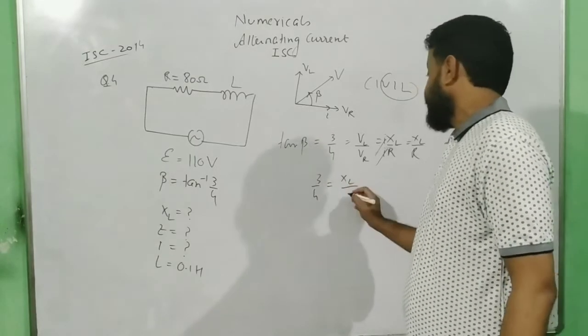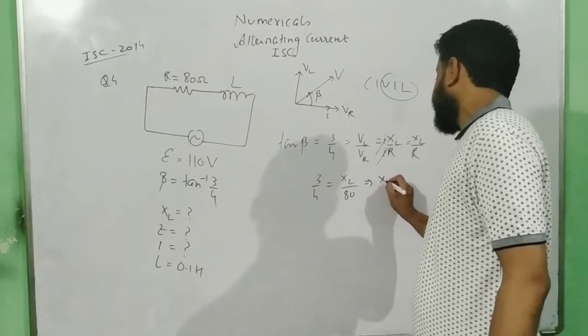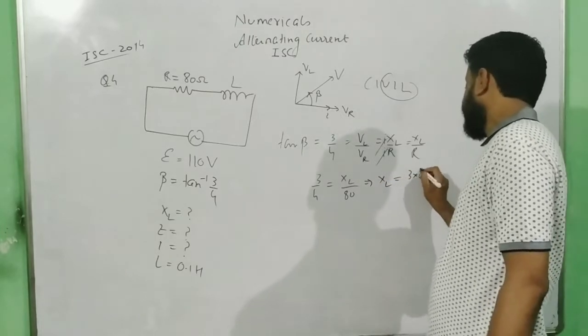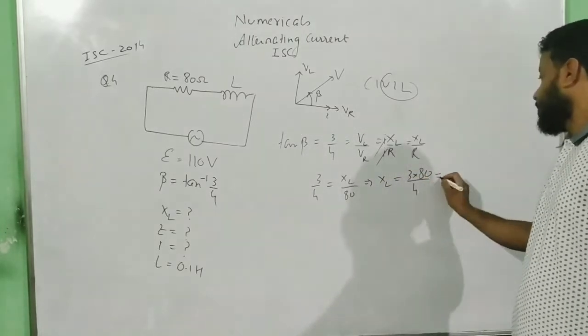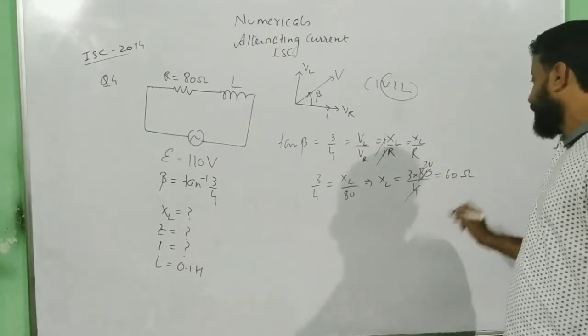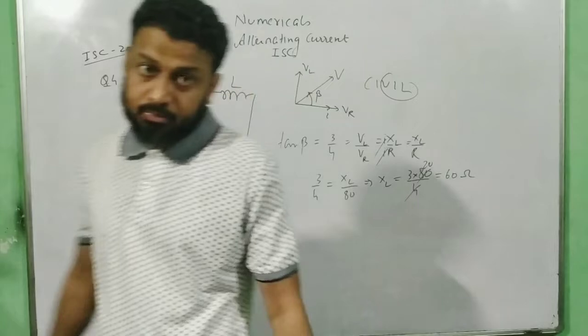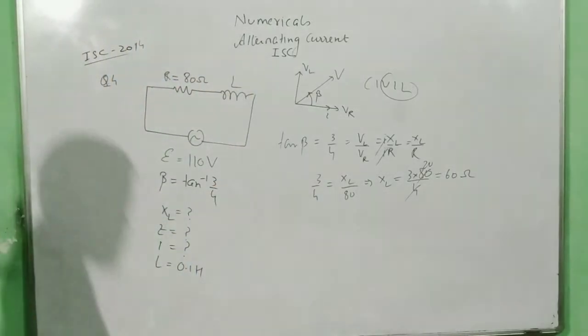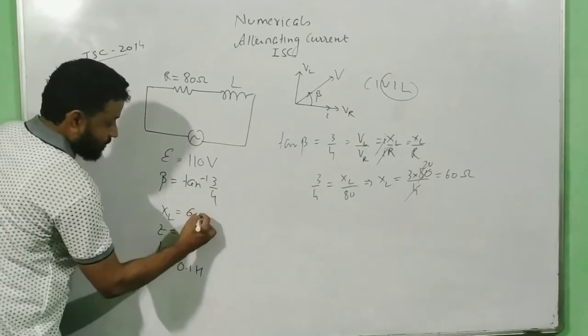What is R? R is given to you as 80. So XL will be equal to 3 into 80 divided by 4, and this becomes 20 times 3, which is 60. So you will get the value of XL as 60 ohm. Correct? So my first data is known, 60 ohm.